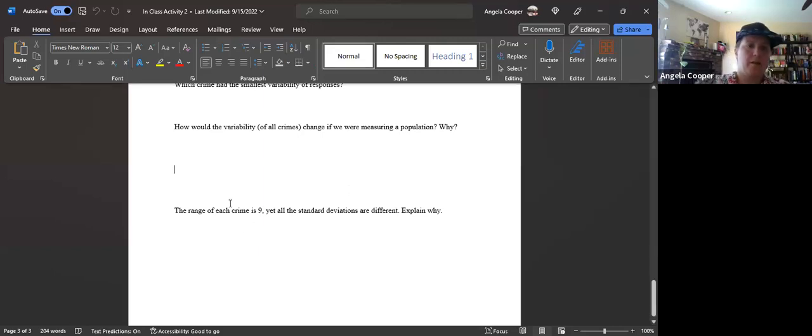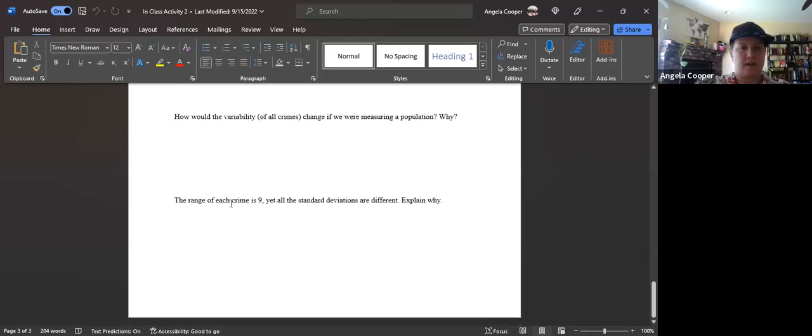All righty. So moving on to the next question. The range of each crime is 9, yet all the standard deviations are different. Explain why. So I want to start this by first asking, how do we calculate range? What do we do to find the range of a data set? What do we need to do?